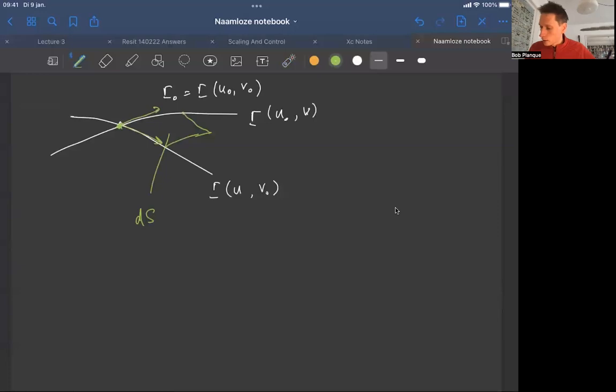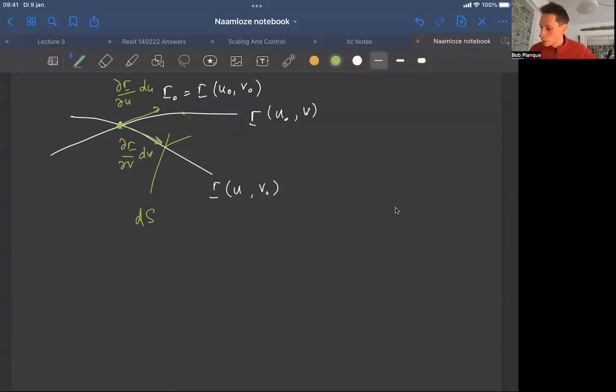And these tangent vectors are dr du times du, so dr du itself is a tangent vector, but I'm only taking a small step of length du, and dr dv times the infinitesimal element dv. And that gives me these tangent vectors.